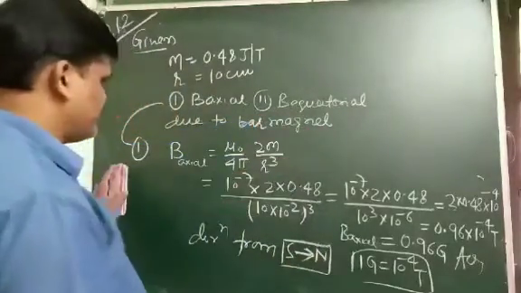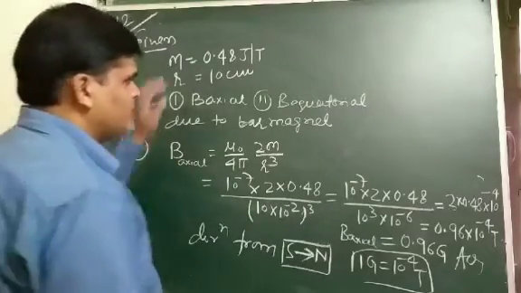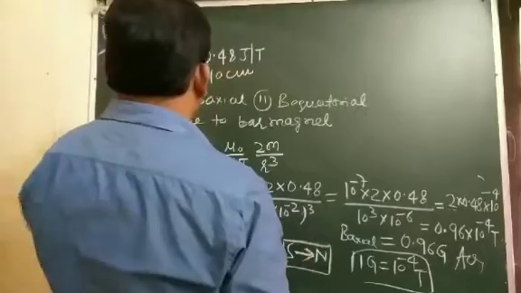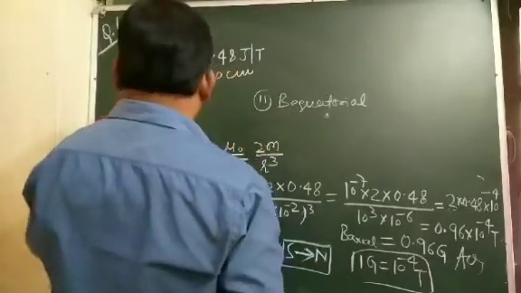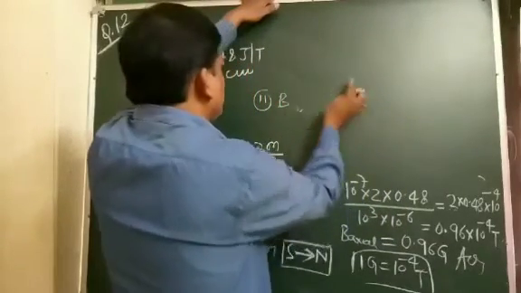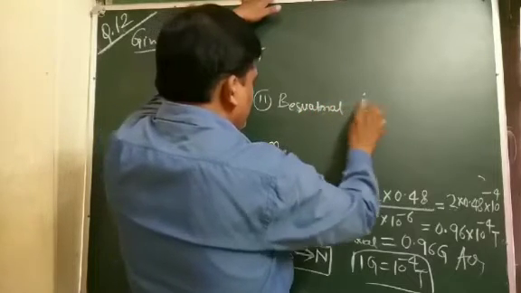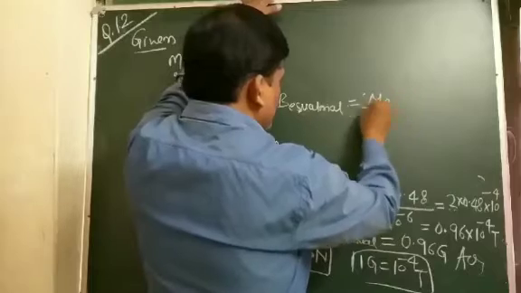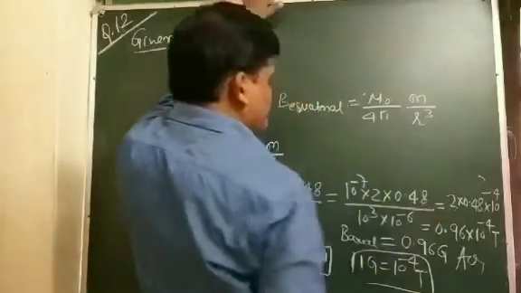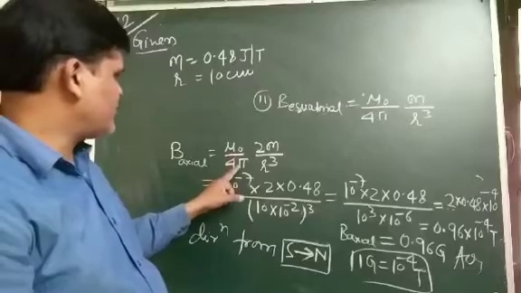B equatorial. In the same way, students, for B equatorial we use the formula. B axial I have calculated. Now B equatorial, and the formula is mu naught by 4 pi, M by R cube. And B axial is mu naught by 4 pi, 2M by R cube.